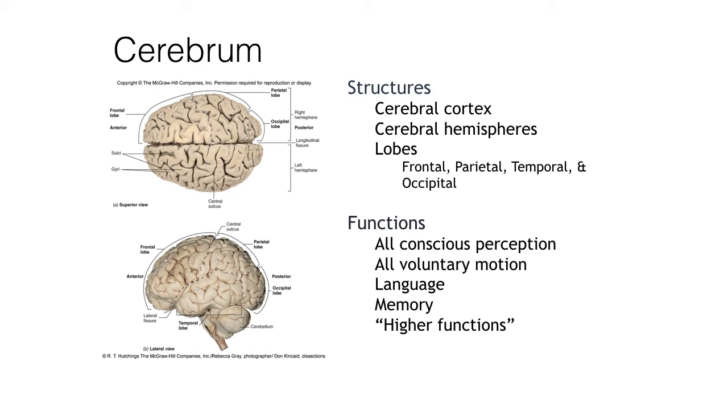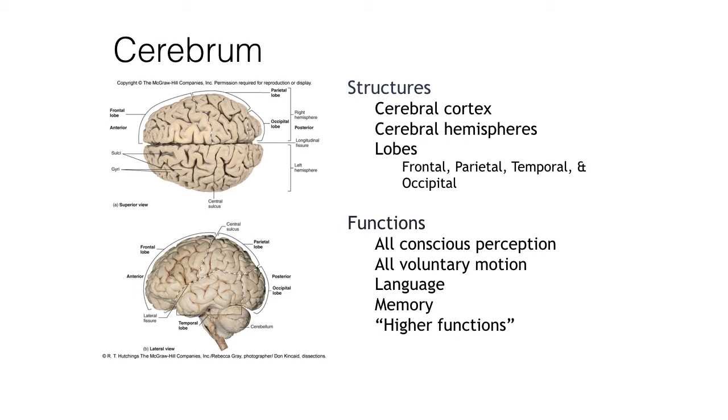Again, the largest part, the part that's most interesting to us, is the cerebrum. Okay, and here's a top view and a side view. The top view shows the division into two hemispheres, a left and a right hemisphere. And again, the lobes can be seen here nicely divided in the lower area.